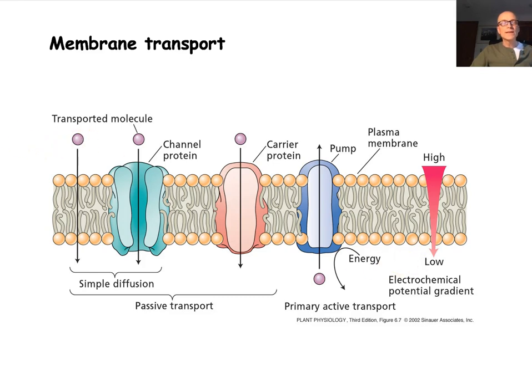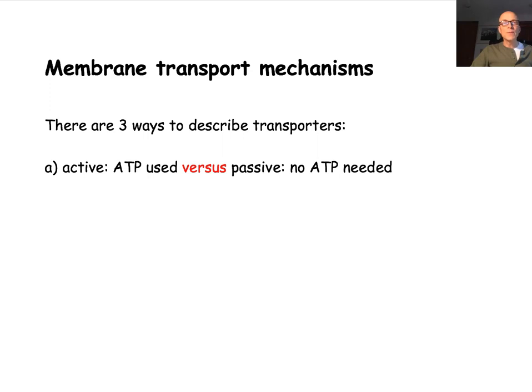So it's always a little bit tricky to remember how to describe a membrane transporter. One way that I find easier to remember than all the different possibilities is that there are three ways you can describe a transporter, and any one transporter can be described in these three ways. So you can sort of mix and match, if you will, how you describe a particular protein. First of all, you can always ask: is it active or passive transport? If it is active, then ATP is used; if it is passive transport, then no ATP is used.